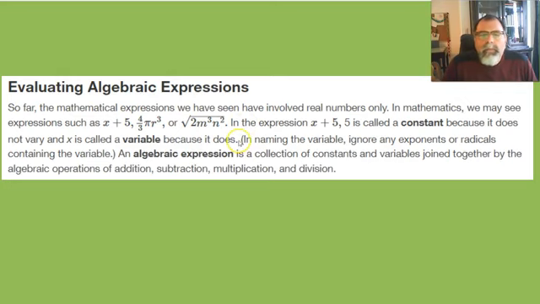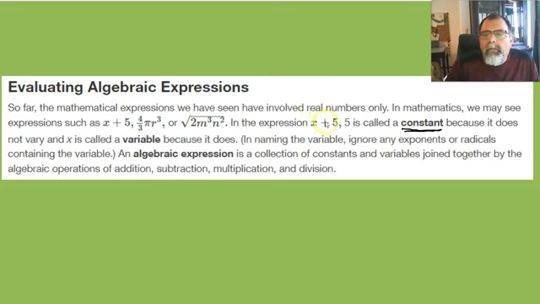All right, I want to highlight some things from the book here. The mathematical expressions we've seen have involved real numbers only. In mathematics, we see expressions like x plus 5, 4/3 pi r cubed, or the square root of 2m to the third times n squared. In the expression x plus 5, 5 is called the constant. Okay, so that's a big idea there, constant. It doesn't vary, so we say it's constant, stays the same. 5 is just a number. It has the same value no matter what.